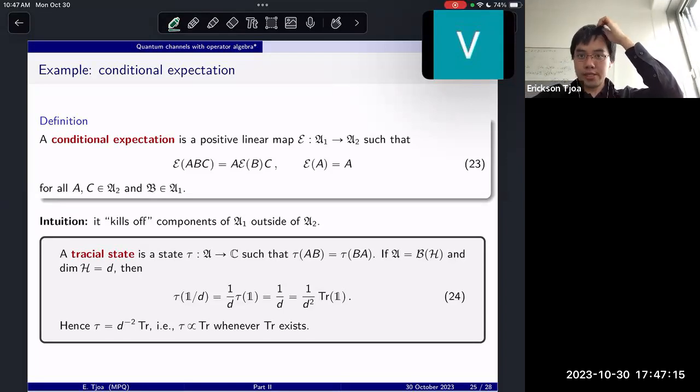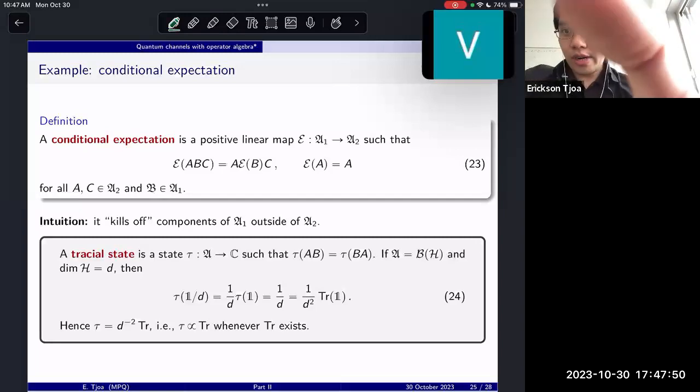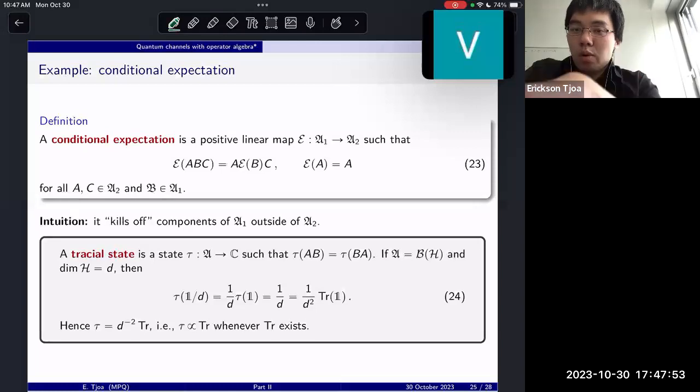It is a very useful state in the algebraic framework. A tracial state is basically a quantum, algebraic state with the property that you expect from a trace, which is that tau acting on AB is the same as tau of BA. So if you set the algebra to be, for example, the bounded operators, and the Hilbert space is finite dimensional, then you realize that the tracial state acting on, say, the maximally mixed state is going to give you something proportional to the original trace that we are used to. So whenever a trace exists, the tracial state is just proportional to the trace.